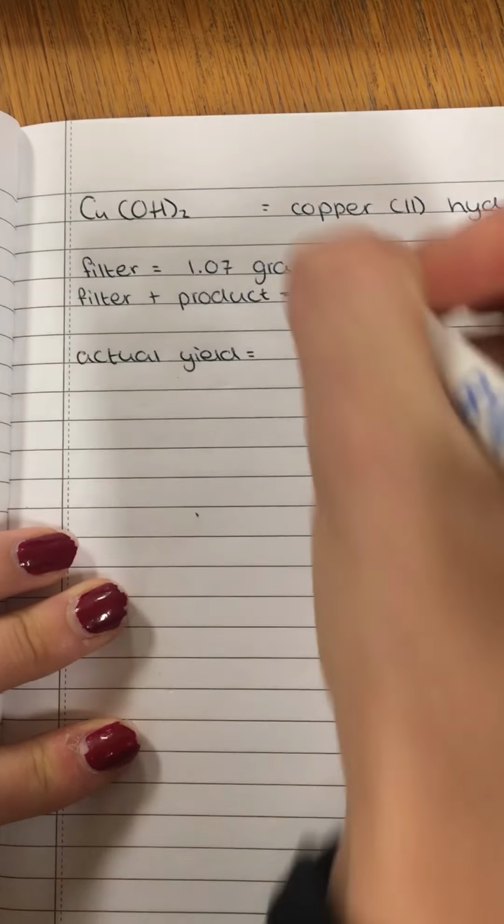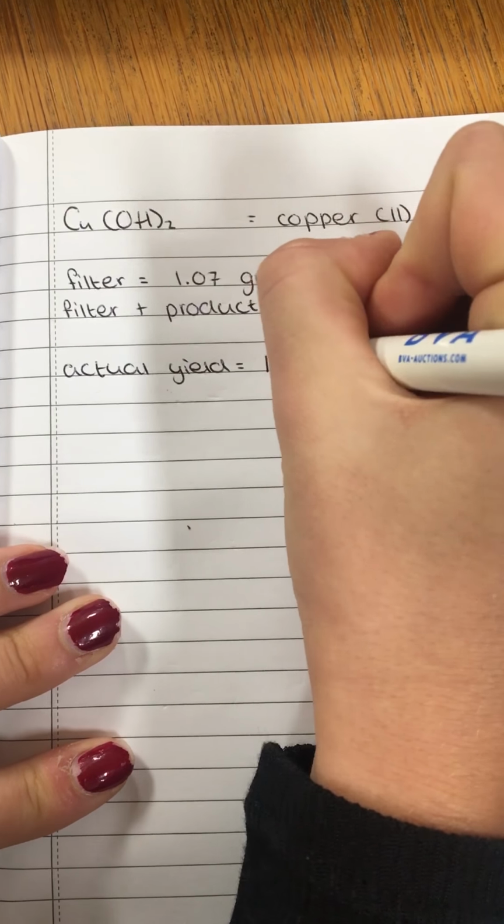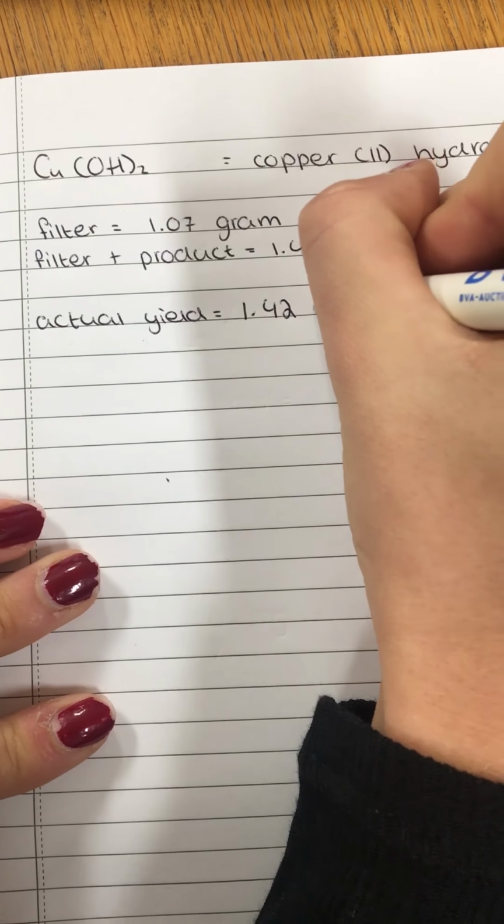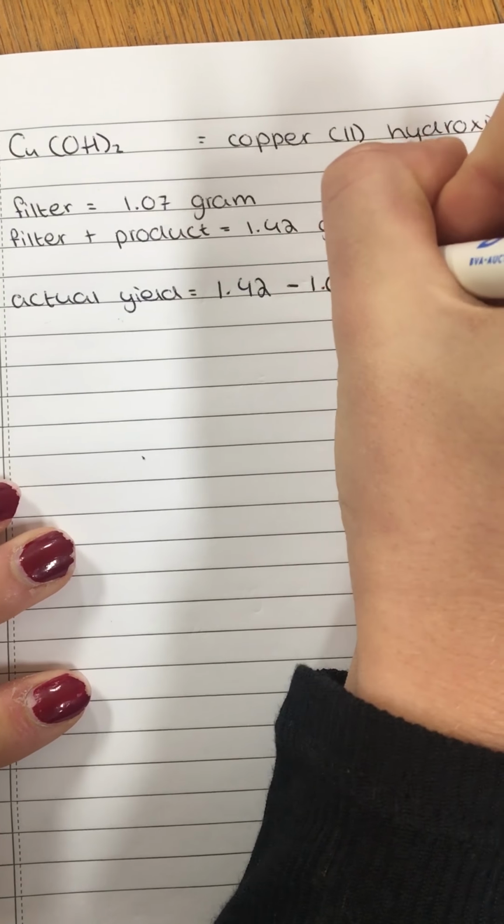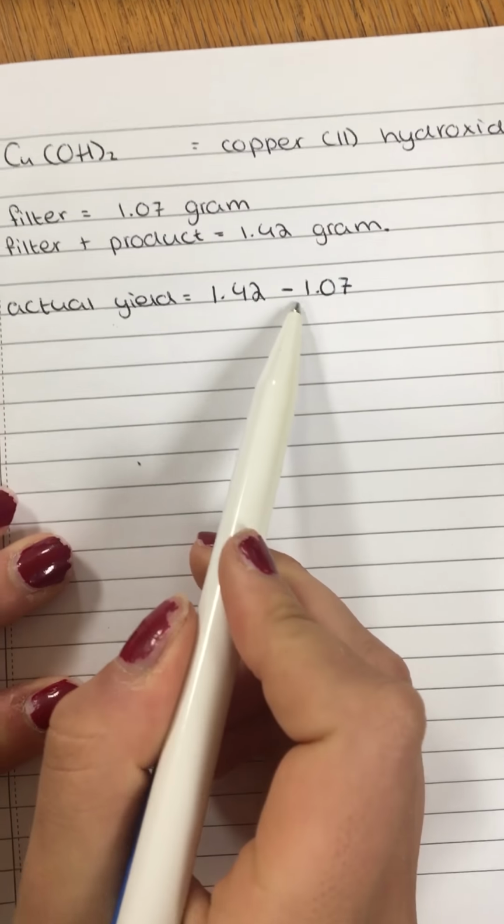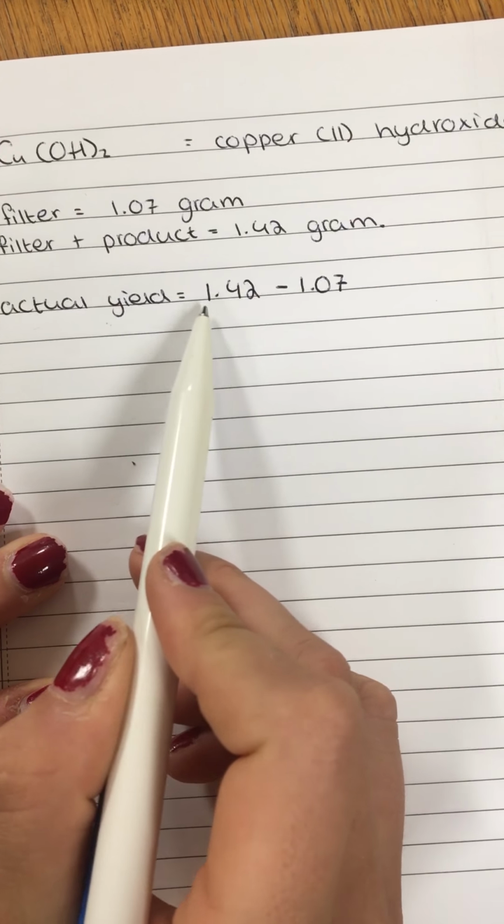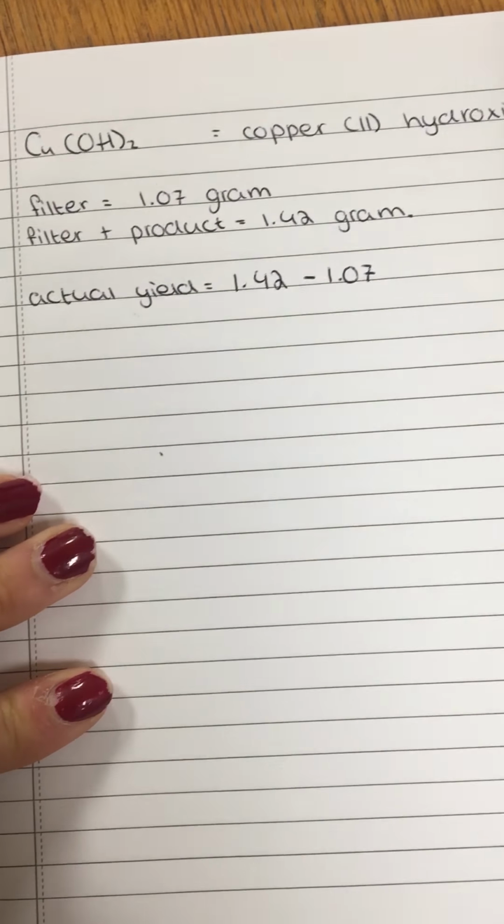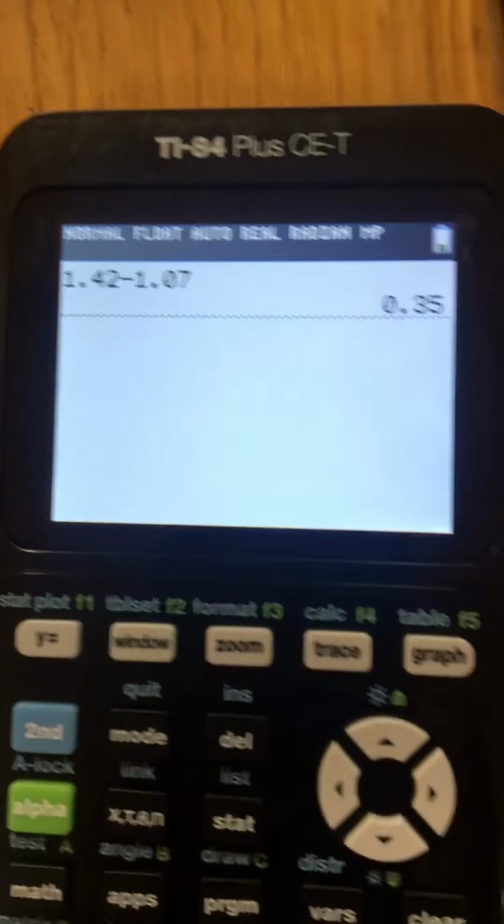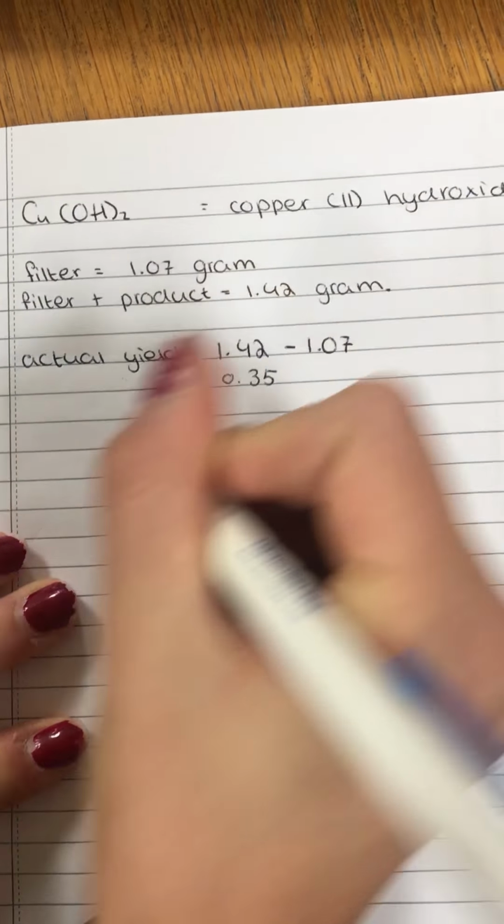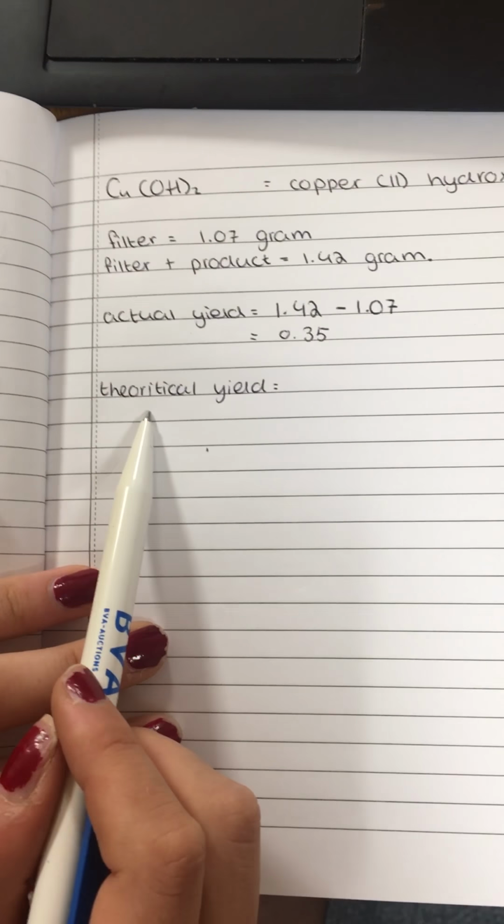To find the actual yield, we have to do 1.42. So you do 1.42 minus 1.07, which is 0.35. To find the theoretical yield, we have to look in the table.